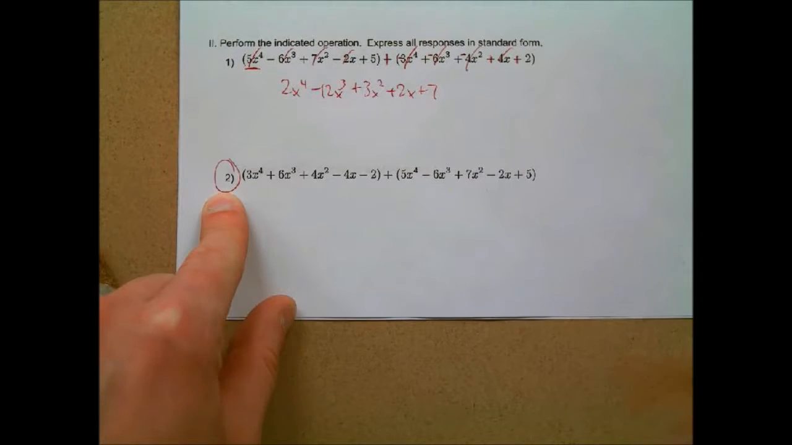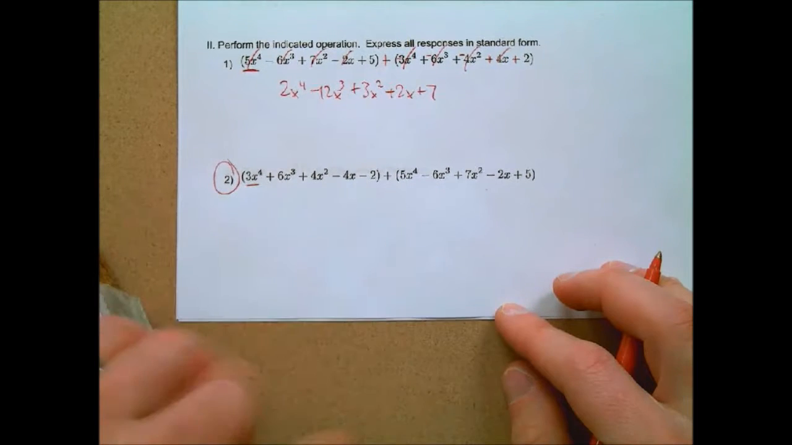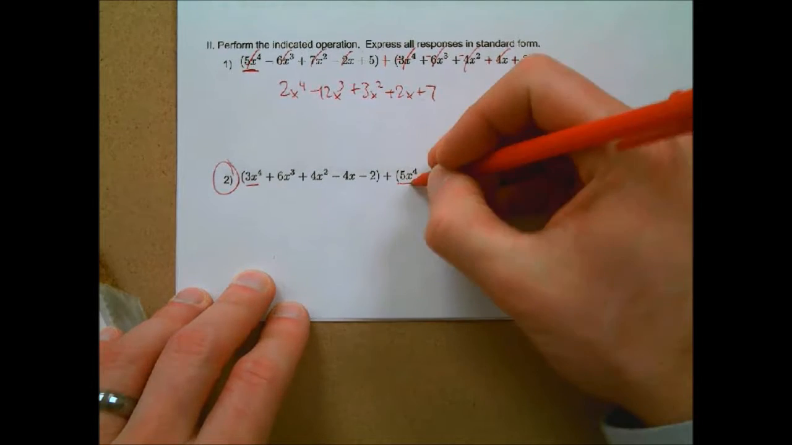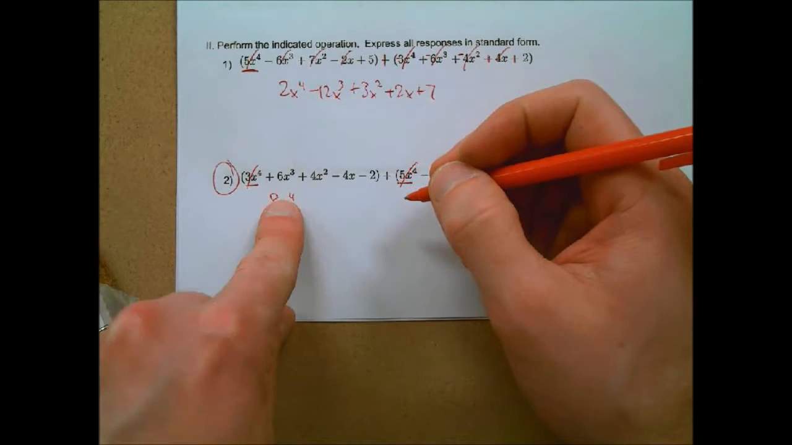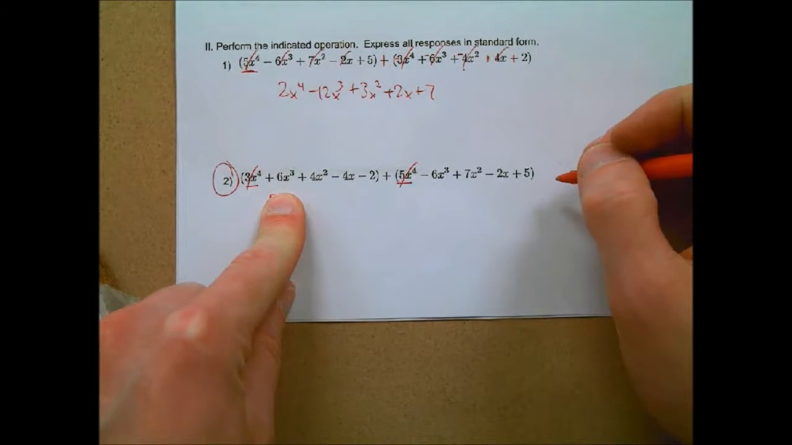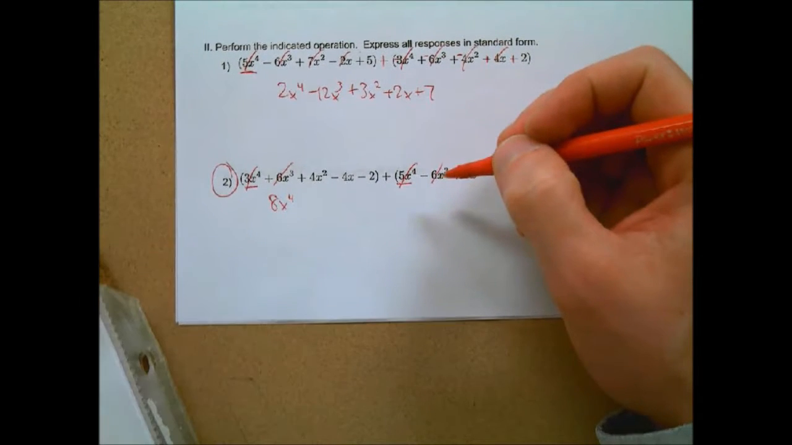So, Alex, 3x to the 4th is like with the 5x to the 4th. So we get 8x to the 4th there. That's gone. Okay. Alex, 6x cubed is like with the 6x cubed, but negative. Yeah, so they're going to cancel, and we don't have to write anything. If you want to put a plus 0x cubed, you can, but it's not necessary.